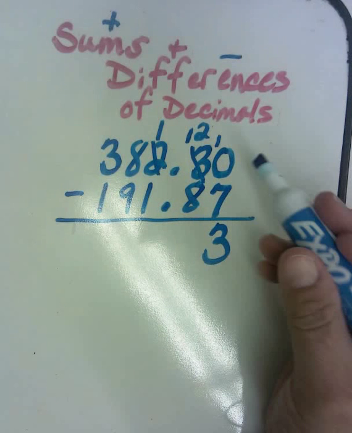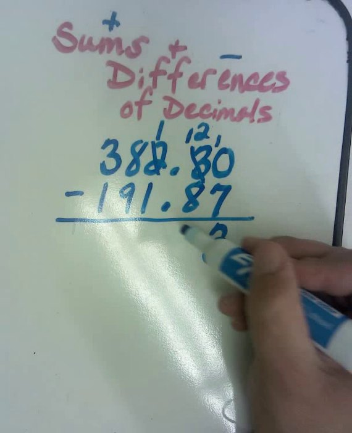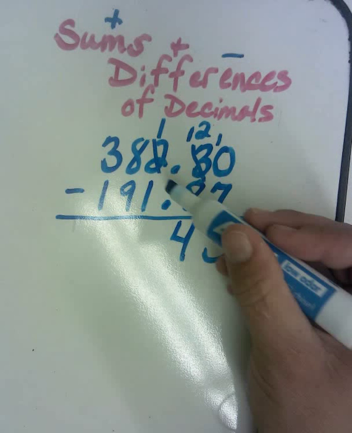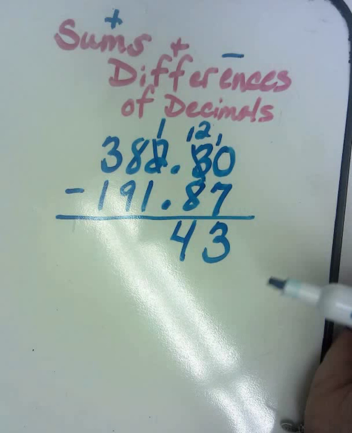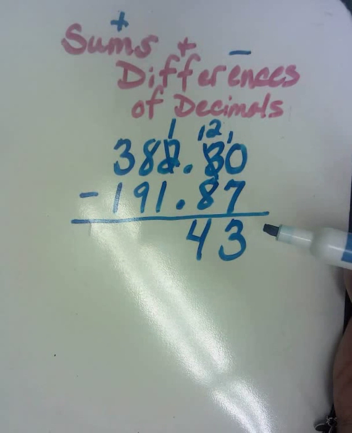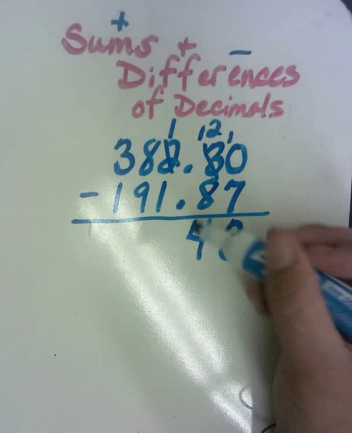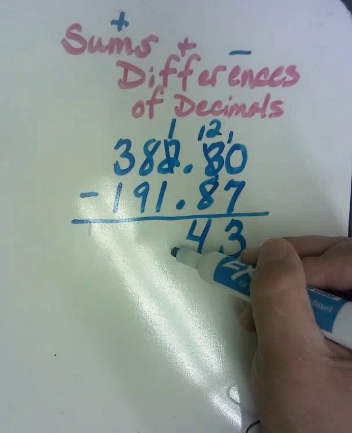Anytime you add and subtract with decimals, you must line up the decimal points. Then you can just put it right down there. Okay? That's where it stays. Okay, 1 from 1 will give us 0.